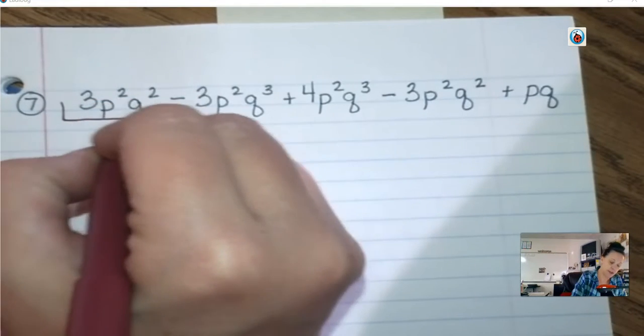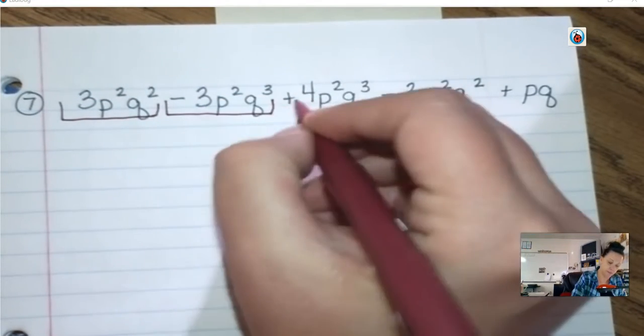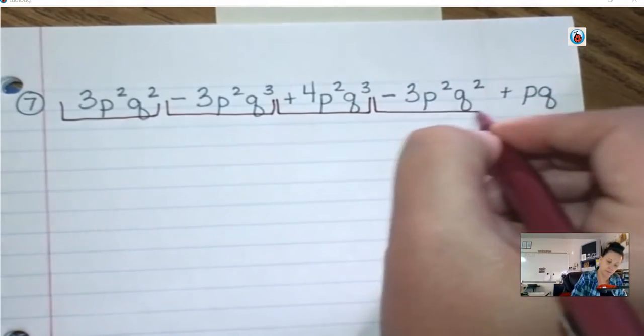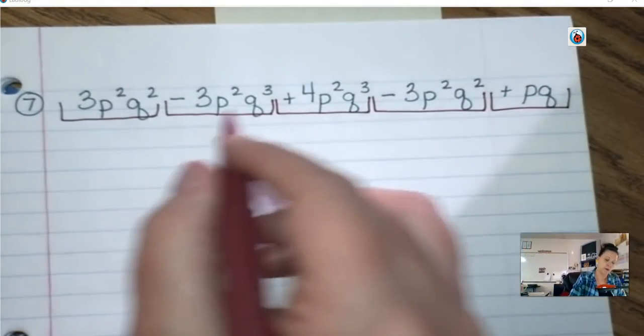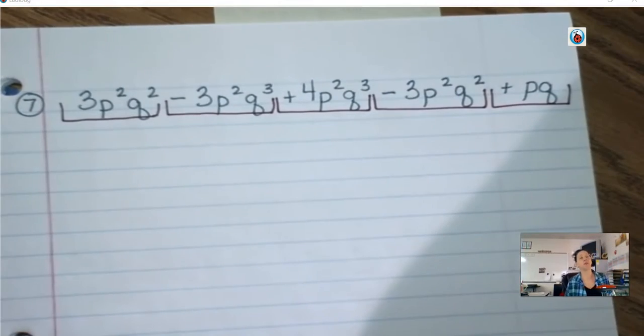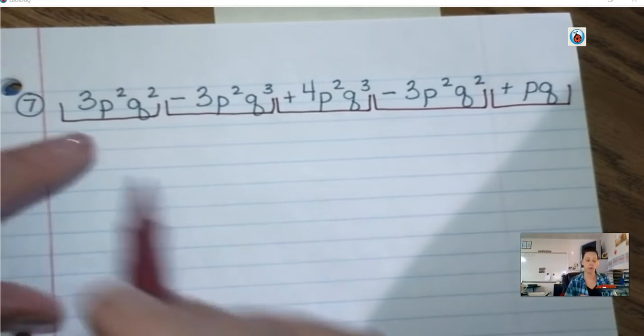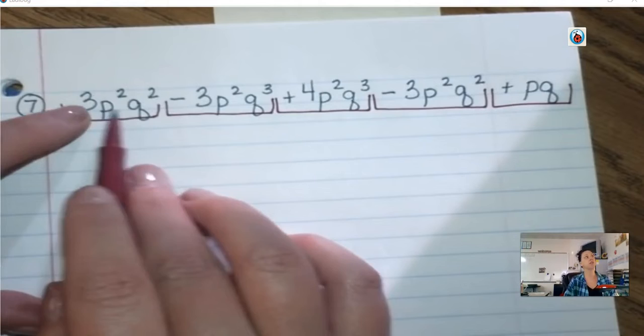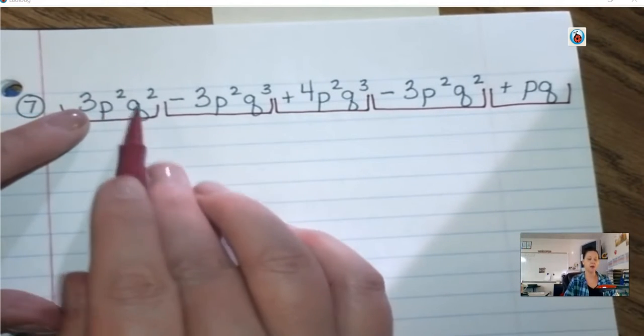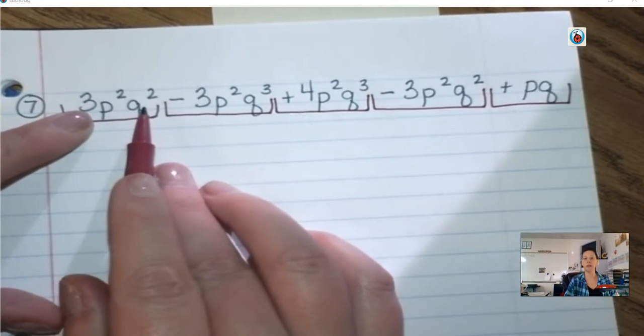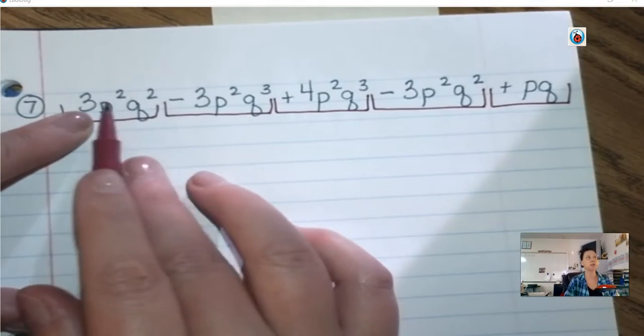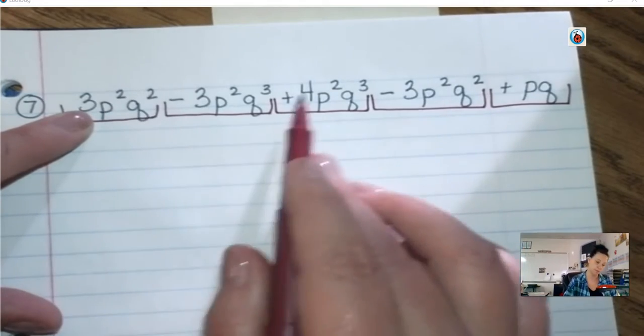Every time you hit a plus or a minus sign, that's a new term. 1, 2, 3, 4, 5. There's 5 terms. We're looking for terms that go together. So you're looking for letters raised to an exponent, and they have to be with other letters that are raised to that exact same exponent, the same letter. So if I just go from left to right, p squared, q squared, you're looking for other p squared, q squareds. So look for p2, q2.